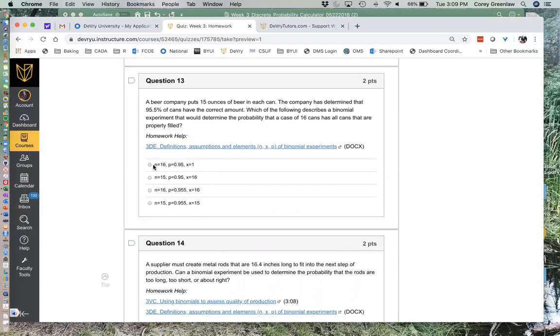So the N is the number of trials that you'd have. You have to check all 16 of them. Probability of it being correct is 0.95. But the X value, you're going to look at all 16 cans because it says all of them are correctly filled. What's that probability? And so there's lots of ways you can put that in.